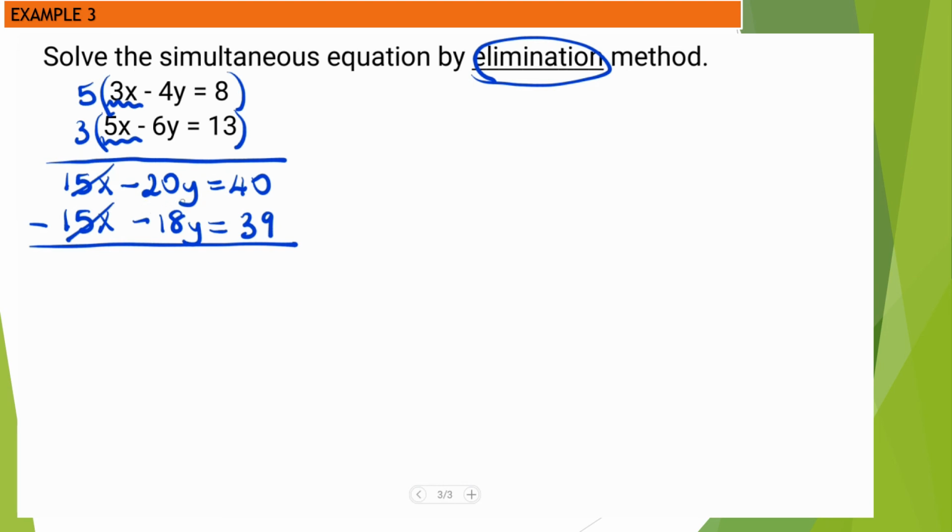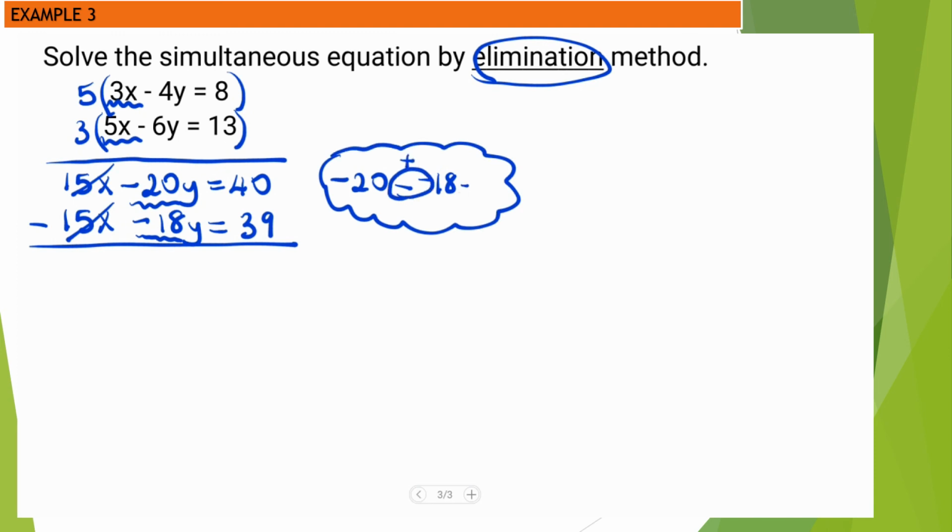So let's see the second one. We need to be careful a bit. In the first equation I have negative 20, minus the second coefficient, negative 18. So you need to be careful here because both negatives become a plus, giving you the answer negative 2. So the coefficient of the second variable will be negative 2. y equals 40 minus 39, which is 1. Divide both sides by negative 2 and that will give you y equals negative 1 over 2.